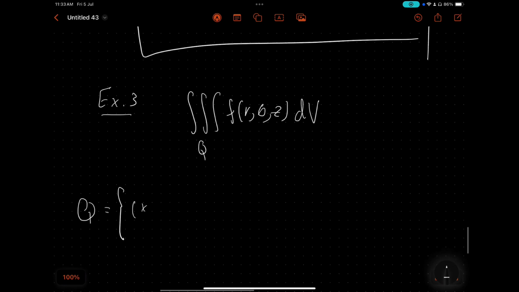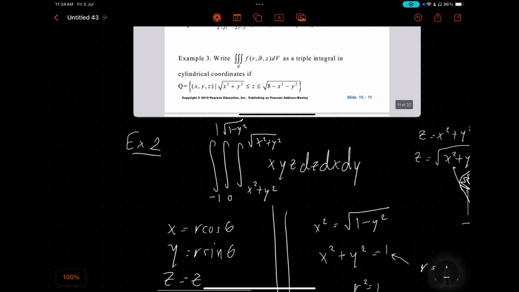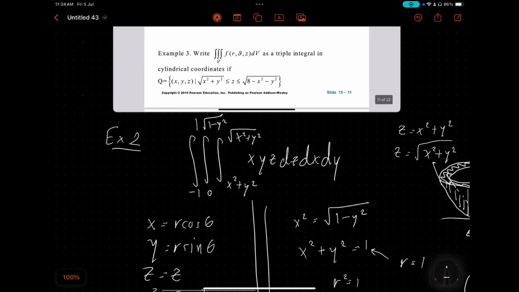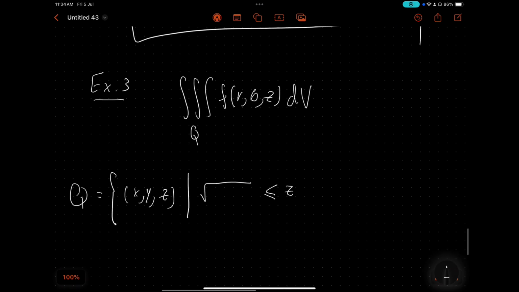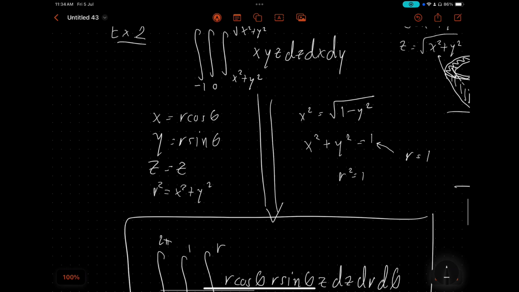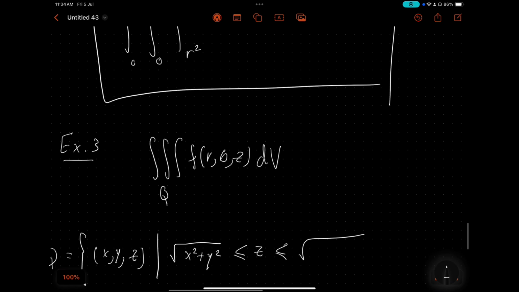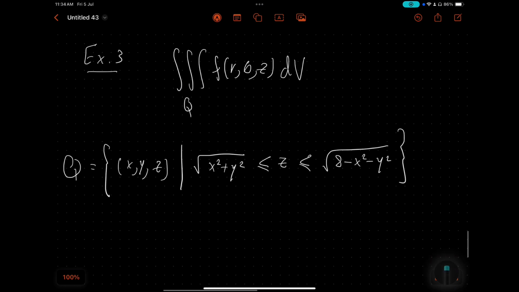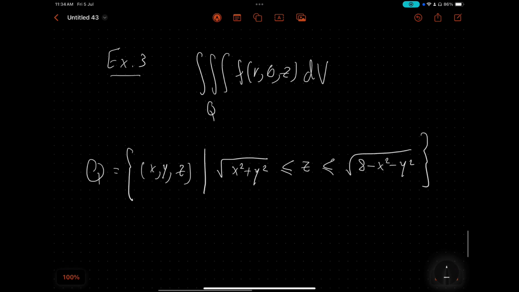So xyz such that z is bigger than or equal to the square root of x squared plus y squared. So this looks like a paraboloid. No, actually this is a cone, and smaller than or equal to another square root, and that's another cone, but in the other direction, 8 minus x squared minus y squared. So these are cones. If you have the square root, it's gonna be a cone.